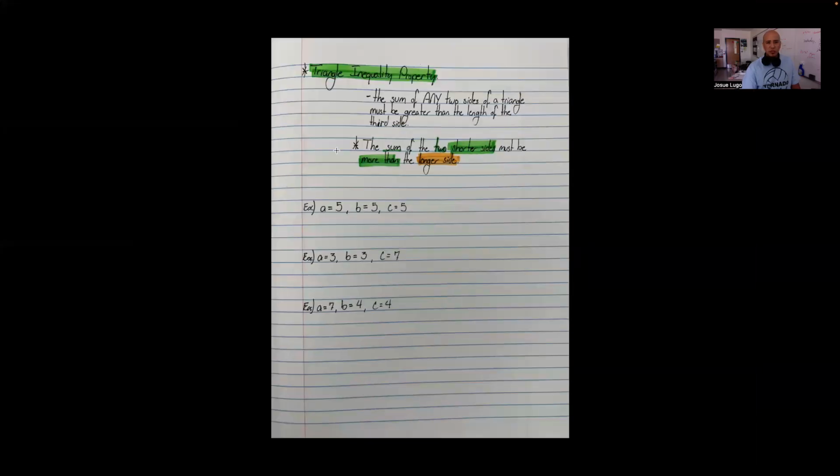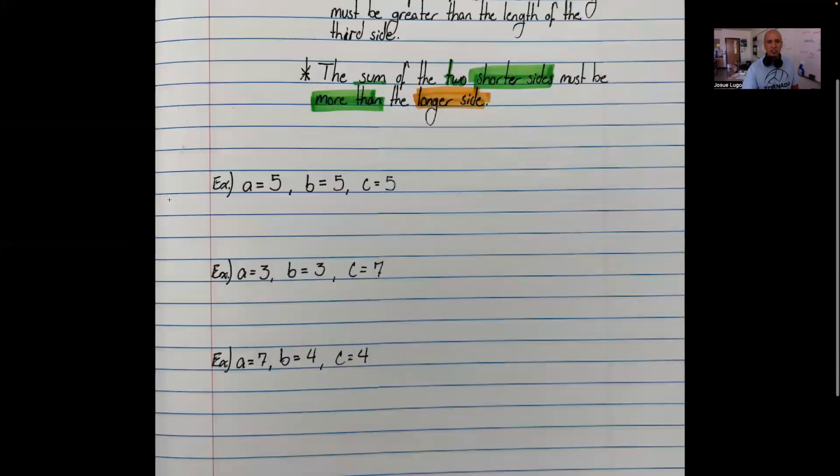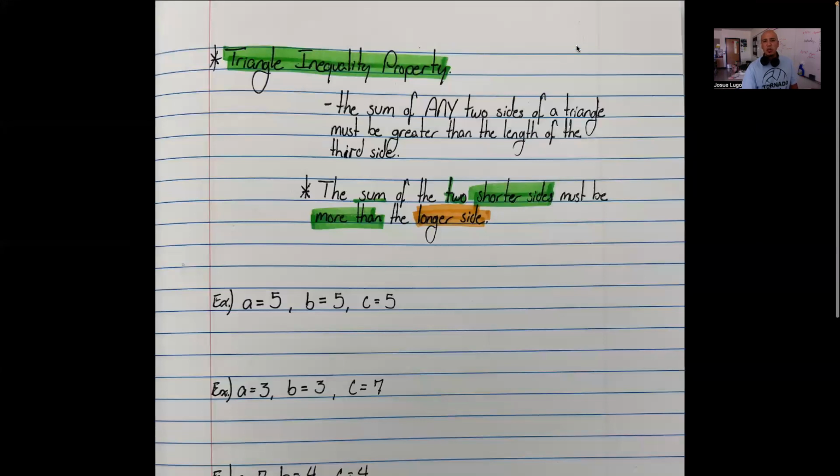there is one new thing that I do want to show you, and that is known as the triangle inequality property. This is a property, a rule that is true of all triangles, the triangle inequality property. And here's the dictionary definition. But what I want you to focus on, and you can write that down. I do want you to write it down. I want you to be aware of it. The sum of any two sides of a triangle must be greater than the length of the third side.